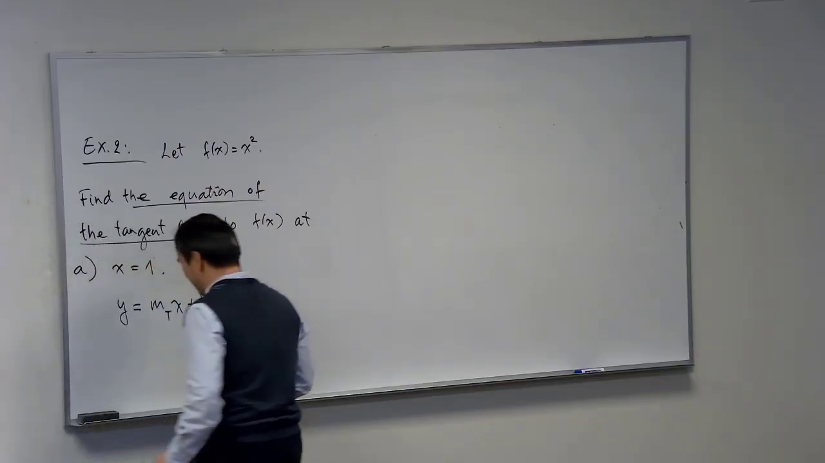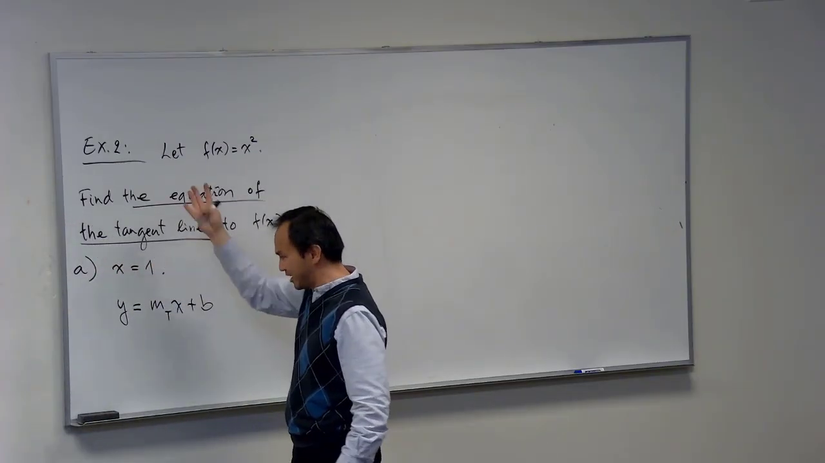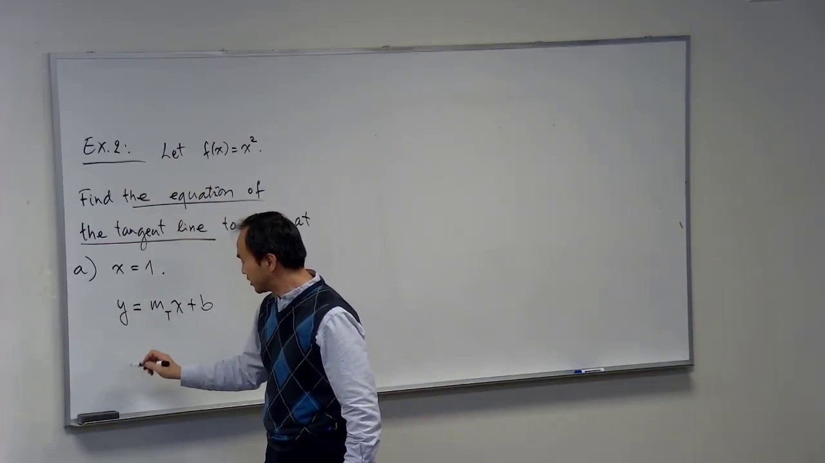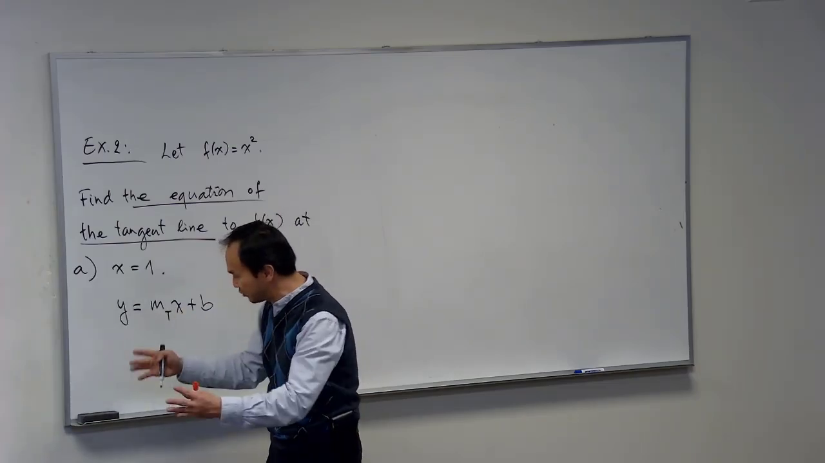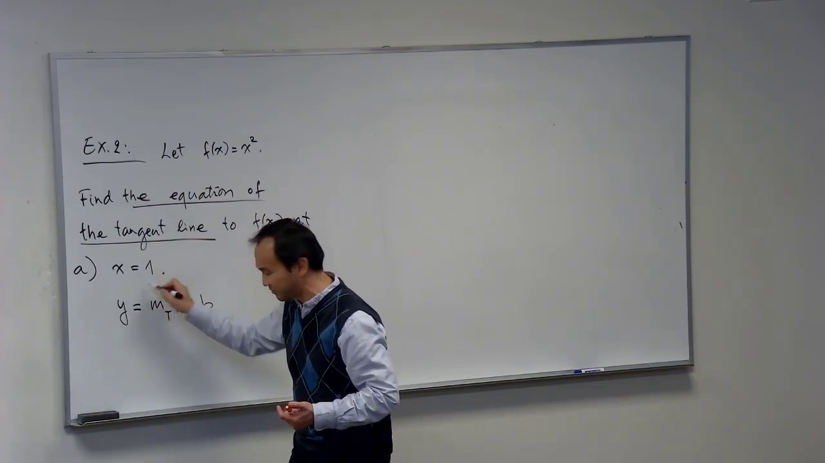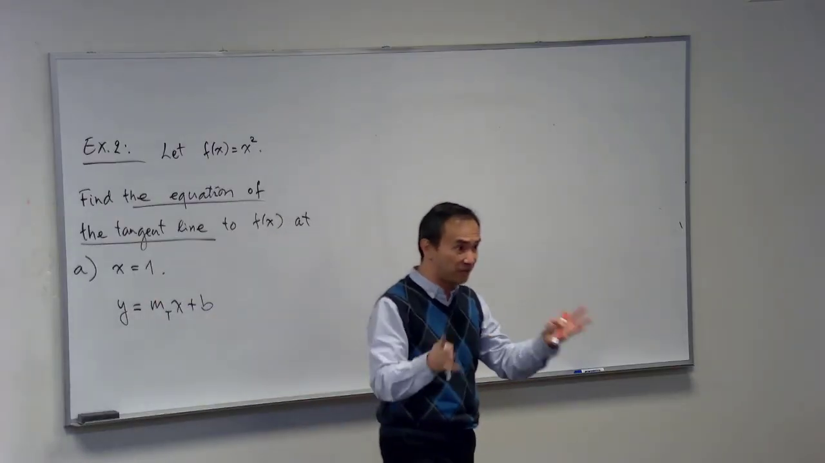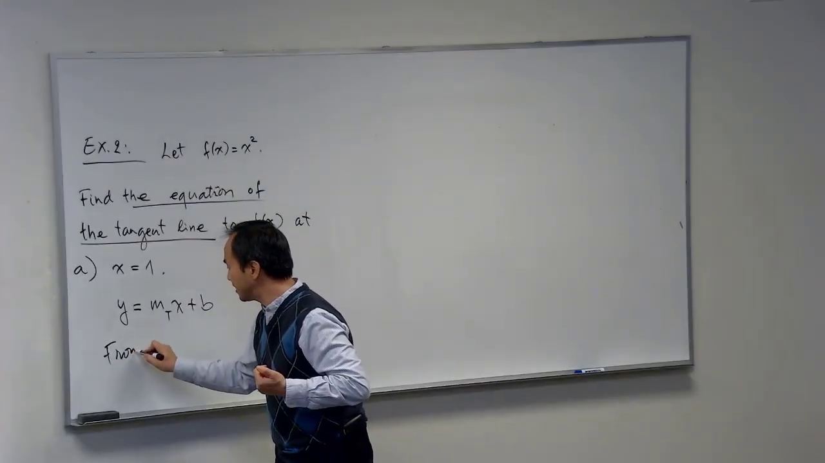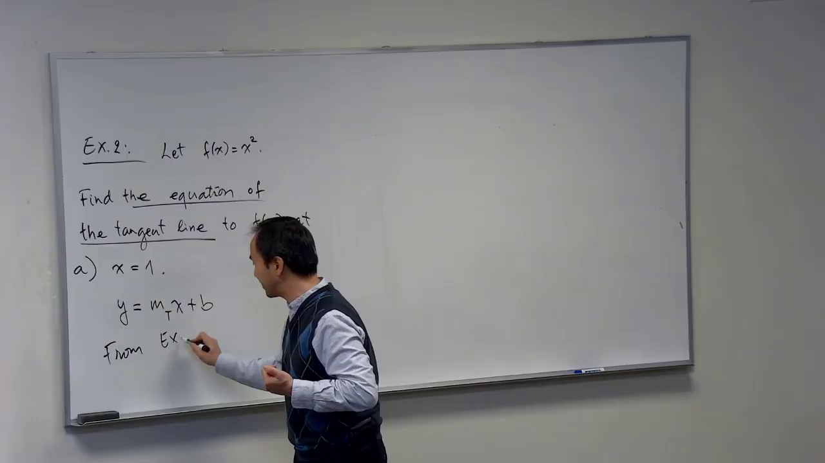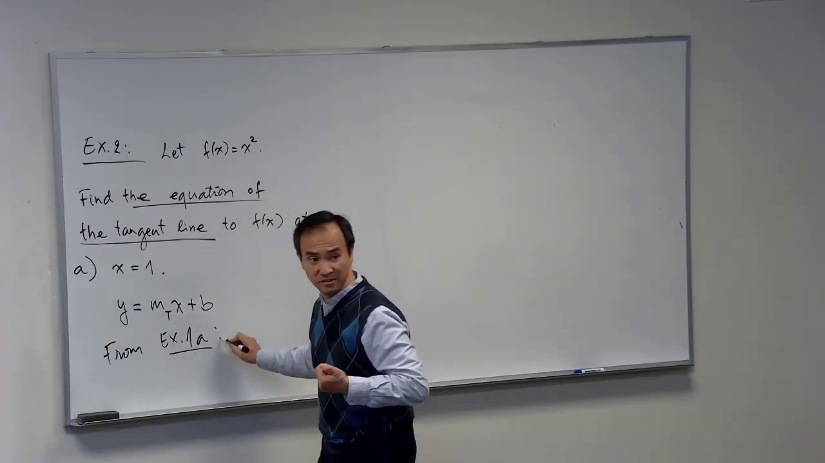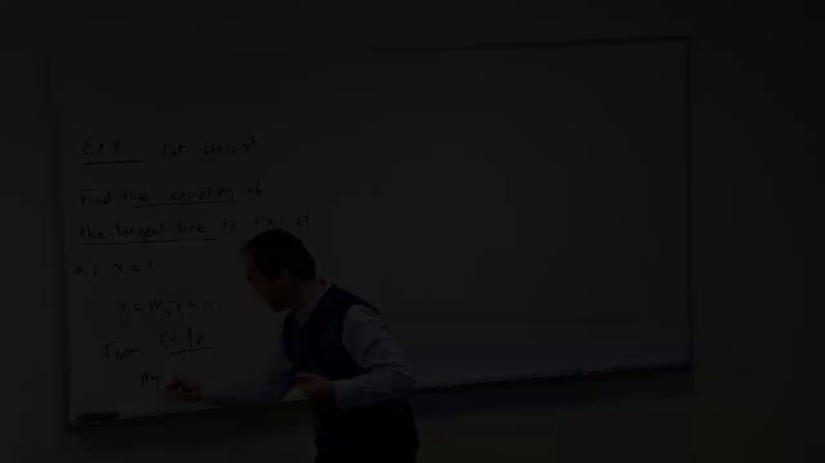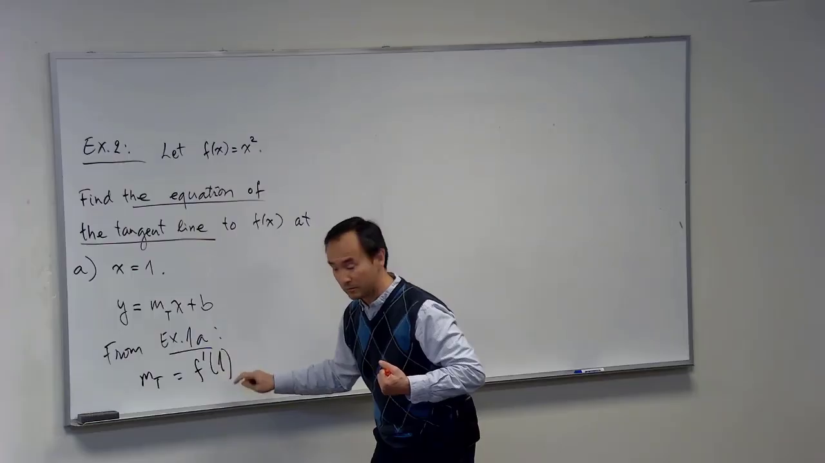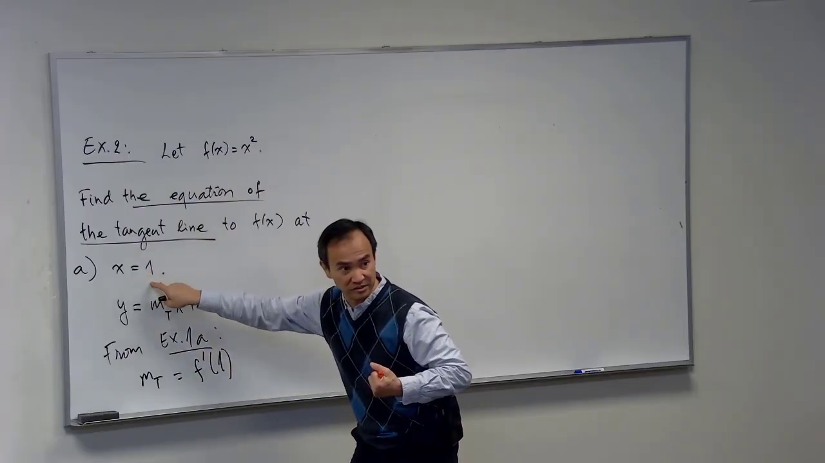Okay, the reason I stay with the same function is because I don't want to take too much of your time to restart the calculation. The first stage sets a routine for us. The first thing is to figure out how big the slope is. We can make a quick note that we recall from example 1a that the slope of the tangent line is famously known as the derivative of the function at x equals 1.